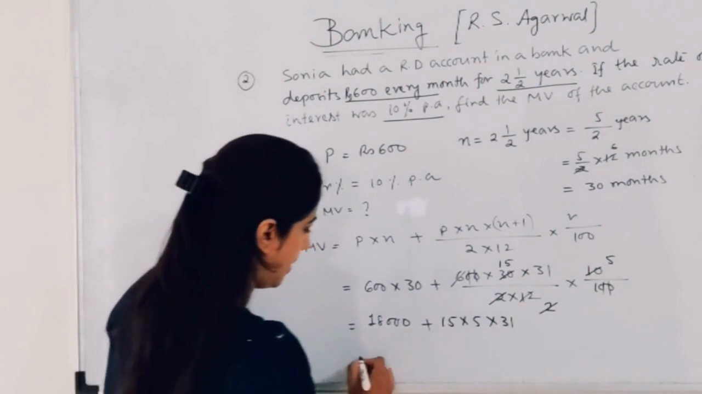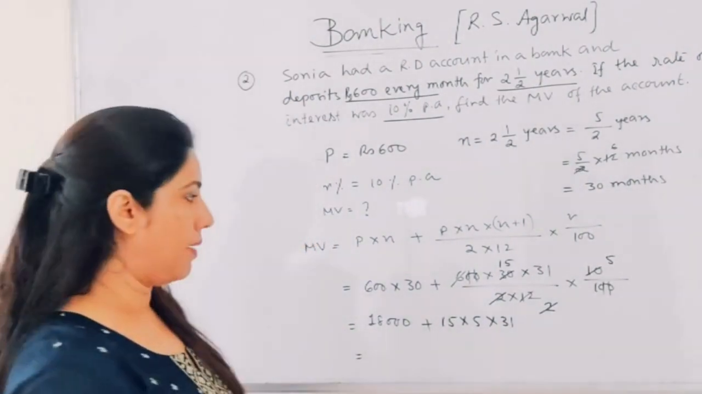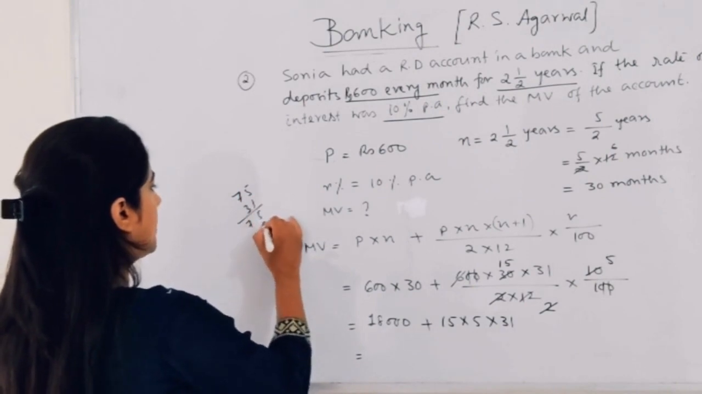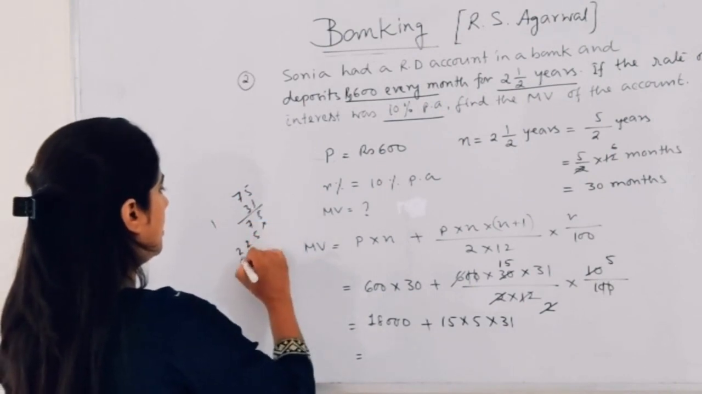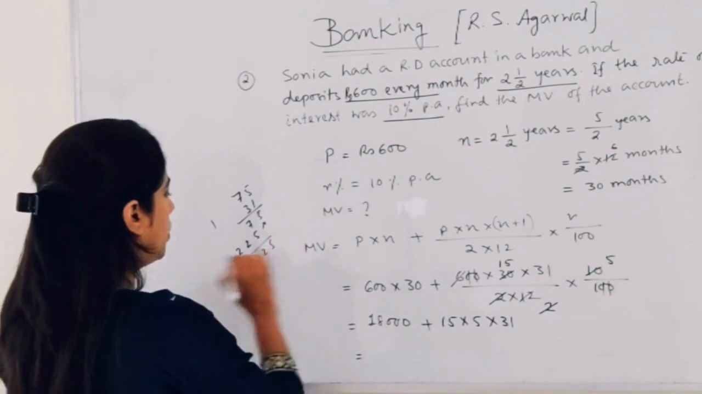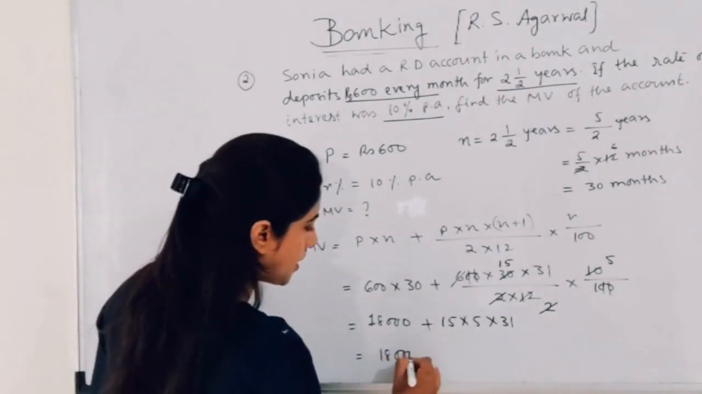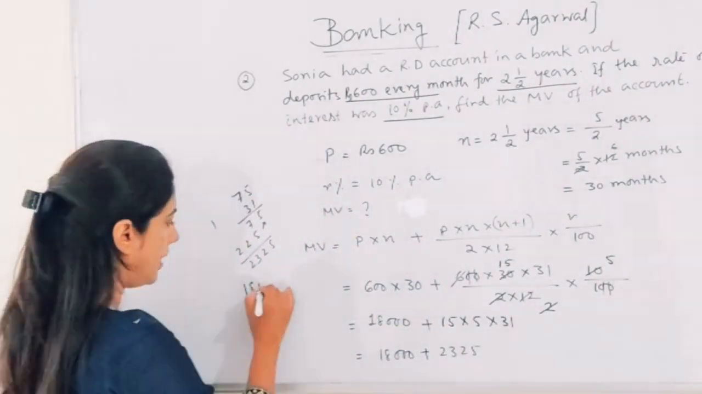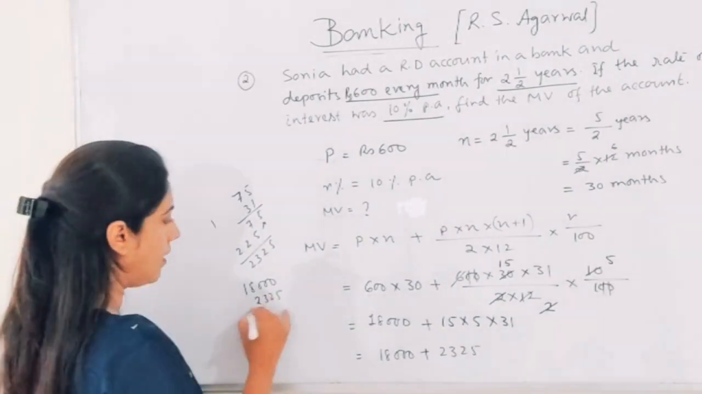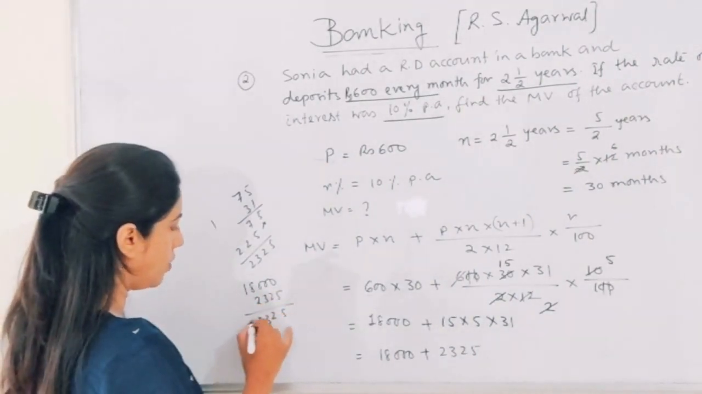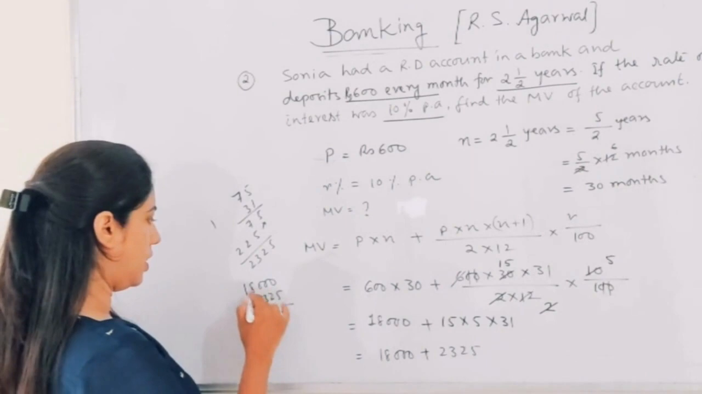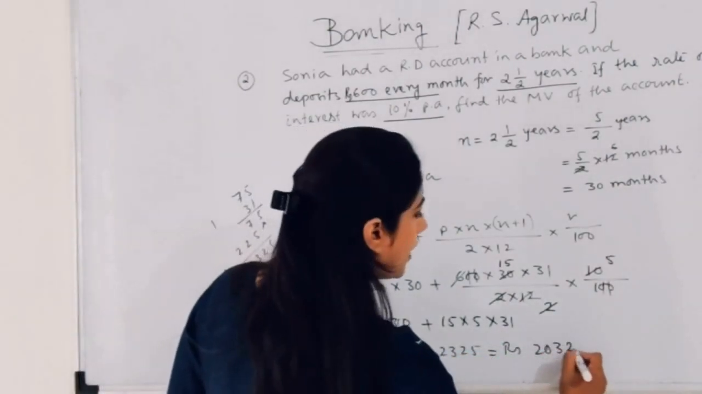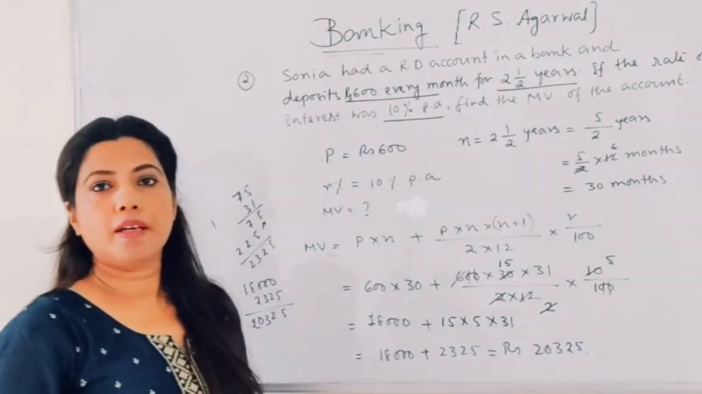So 15 5s are 75, 75 into 31. Let us calculate this here. It is 2,325. So it is 18,000 plus 2,325. Let us add it up. 18,000 plus 2,325 is coming rupees 20,325.